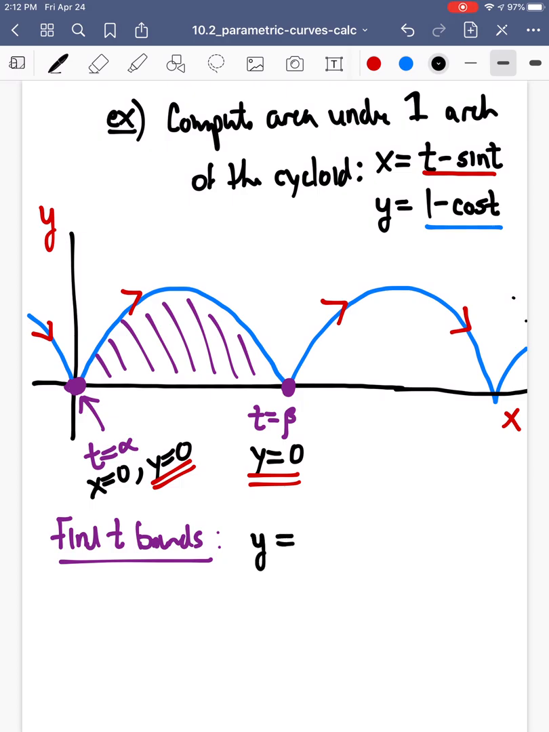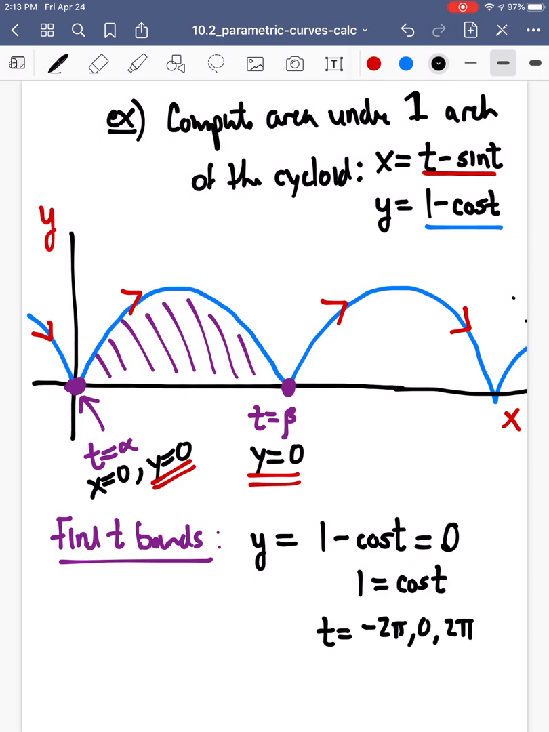So taking our equation for y and setting it equal to 0, we can figure out what t values we need. So we're looking for values of t that give cosine values of 1. And well, that's going to be values whenever t is equal to things like minus 2 pi, 0, 2 pi, 4 pi, etc. So the next thing we need to do is figure out, okay, we have possible candidates for t values. We need to go ahead and evaluate our x function at some of those t values to make sure that we're landing at the correct start and end point of the curve that we care about.